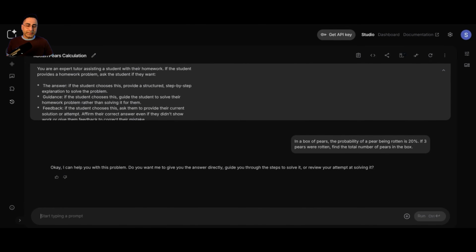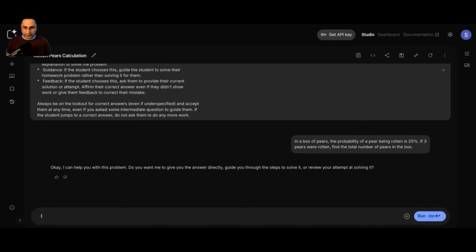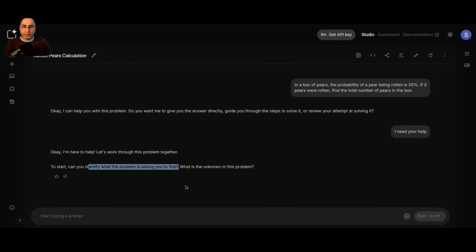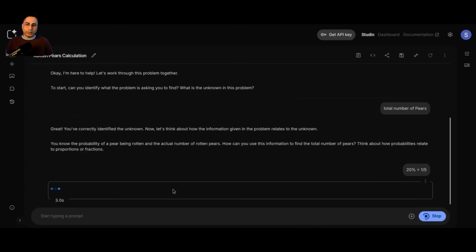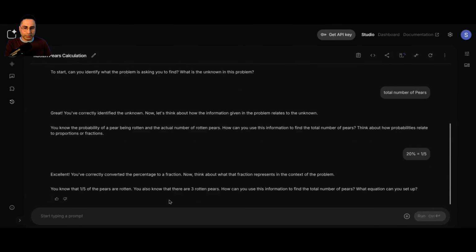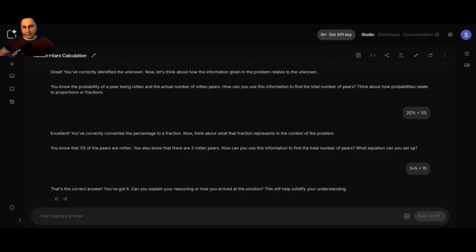So let's say that I don't know how to solve this. So I will say, I need your help. And let's see how it helps, right? What is the problem asking? What is the unknown in this problem? Total number of pears is the unknown. So it's trying to guide me towards thinking in the right direction, right? So you can see that instead of directly giving the answer, it is guiding you through the process and still trying to make sure that you have understood the fundamentals. And that is the power of LearnLM.